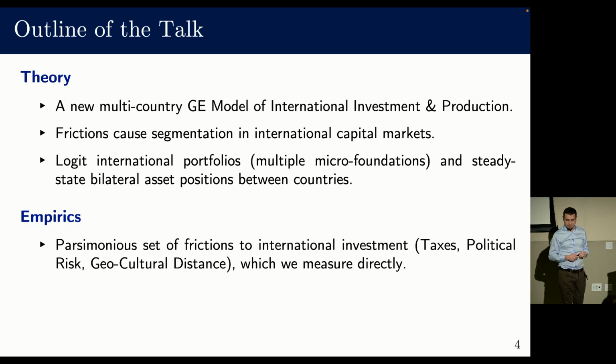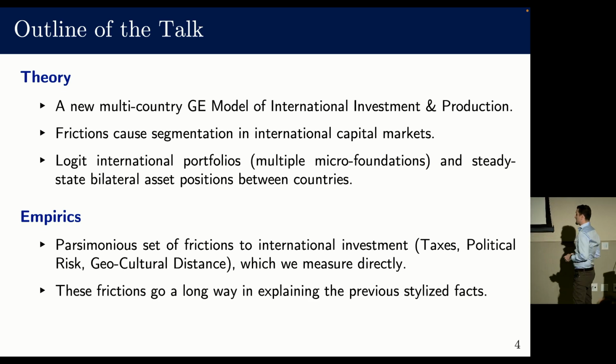Going into the empirics, I'm going to go to the data and try to measure a number of frictions that affect international investment that we think are important. We choose a parsimonious set. We focus on international taxes, political risk, and geocultural distance between countries. We're going to measure all these frictions. And then I'm going to show you that when we put these frictions into the model, it is going to be able to match closely a lot of the previously mentioned stylized facts. Okay? The model is going to hopefully do a good job of describing the data.